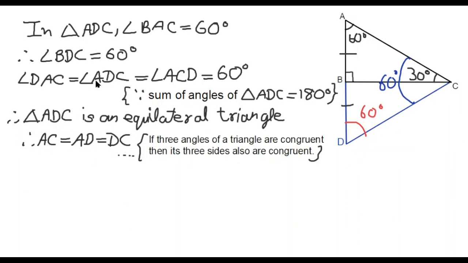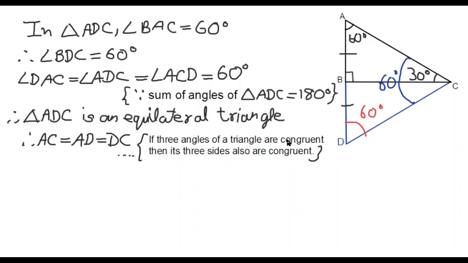Okay, because here what we have got, all the angles are equal. So the triangle is an equilateral triangle. So all the sides are also equal. This is the property of an equilateral triangle. See, if three angles of a triangle are congruent, then its three sides also are congruent. Okay, this is a property. So, if three angles of a triangle are congruent, then all the three sides of the triangle are also congruent.